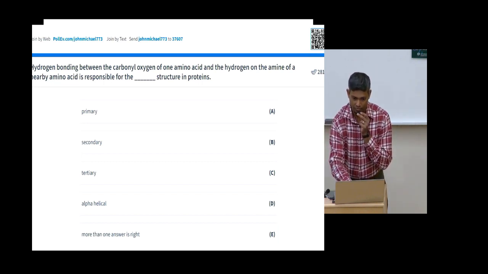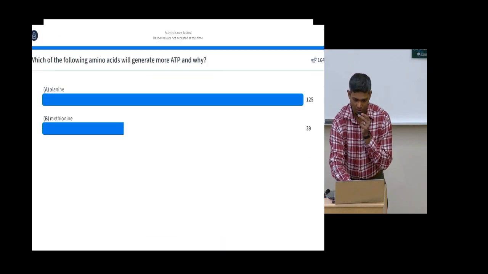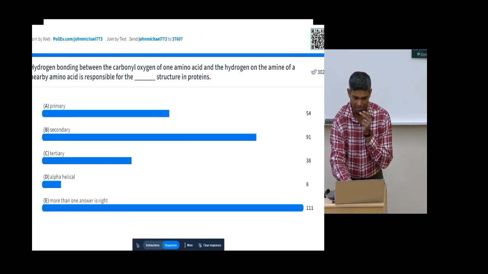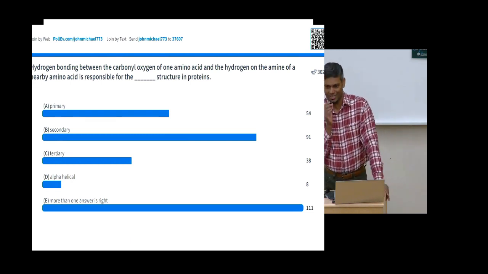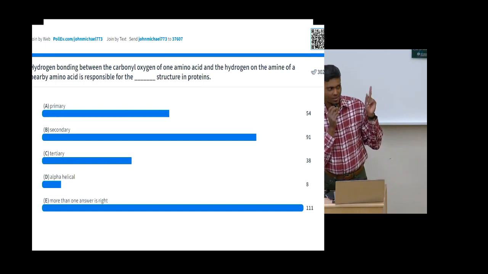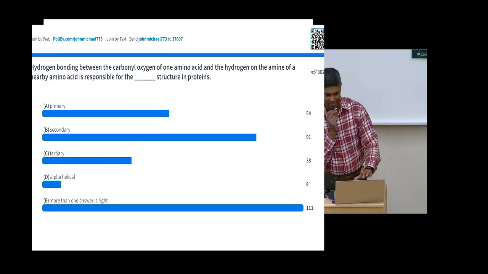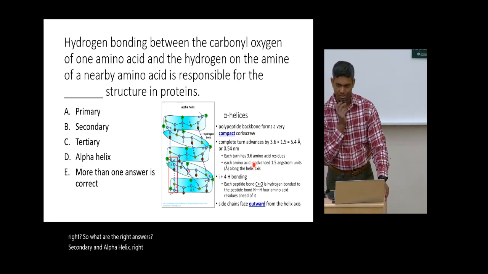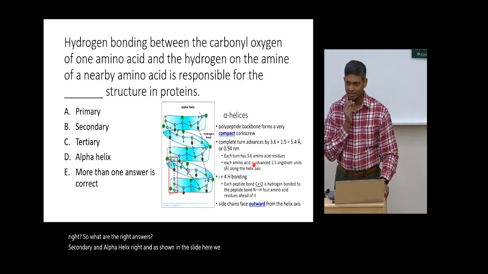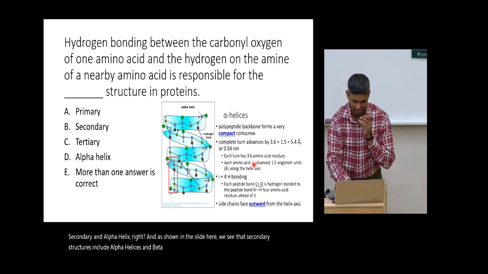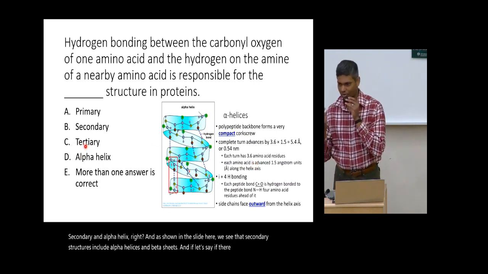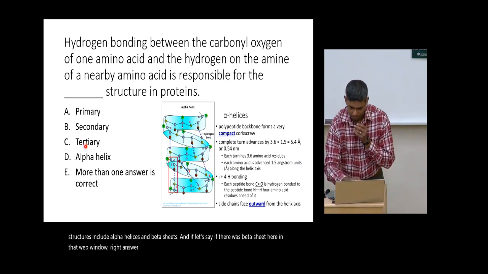We got a lot of responses already. Most of you said more than one answer is correct, and I'm glad, because we did this question on Friday. So what are the right answers? Secondary and alpha helix. As shown in the slide here, secondary structures include alpha helices and beta sheets, and if there was beta sheet here, that would have been the right answer as well.